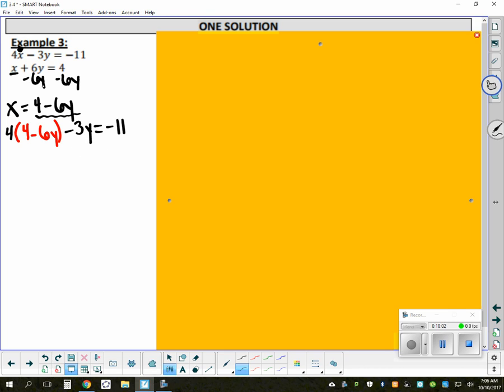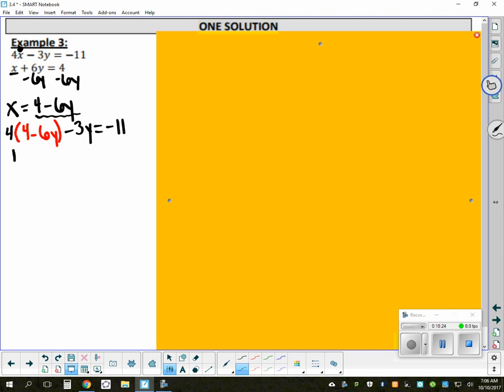Okay, so I just took the x out and I replaced it with what I found x to be equal to, 4 minus 6y. At that point, if you look at what you have, you now only have y's in your equation, no more x's. So this is one equation with one variable, and that's solvable, just like you were doing in chapter 2.